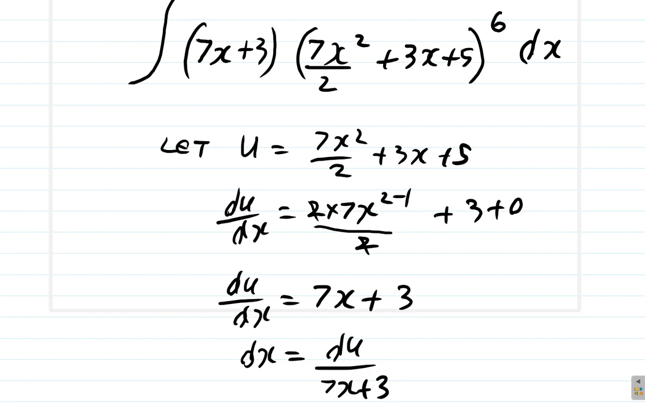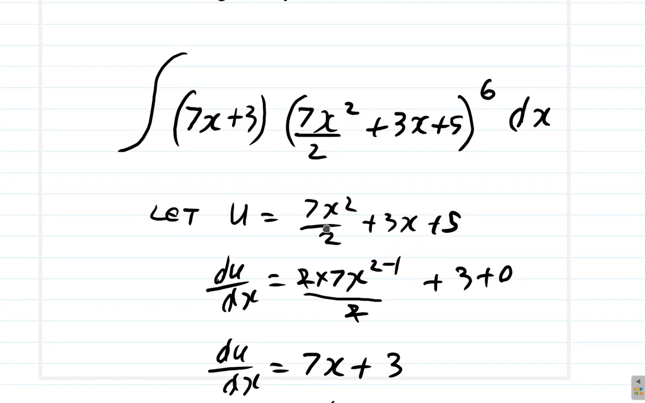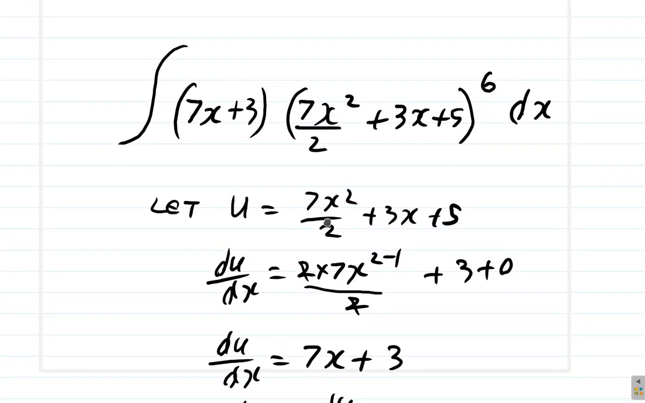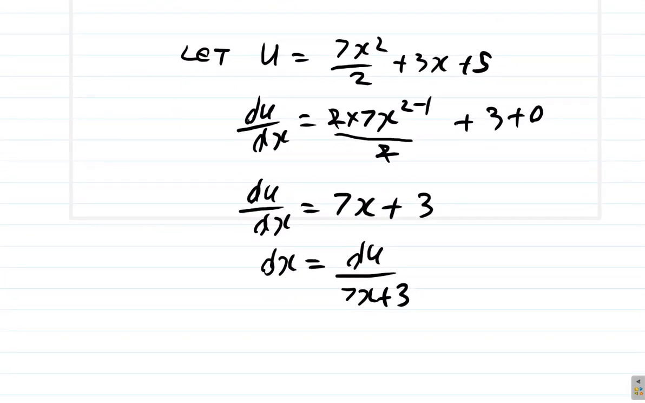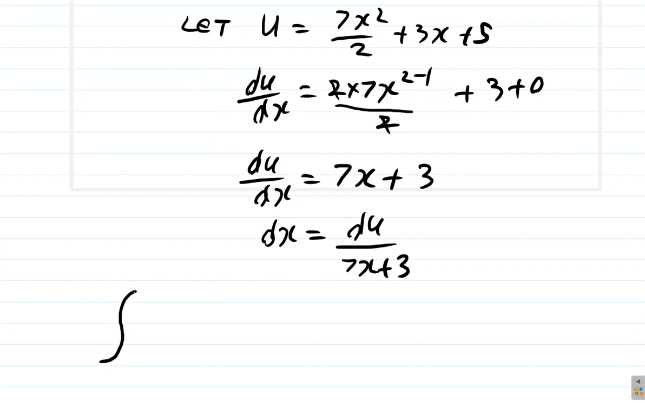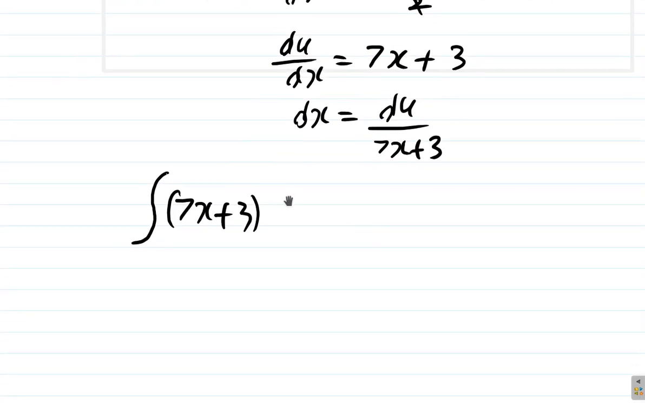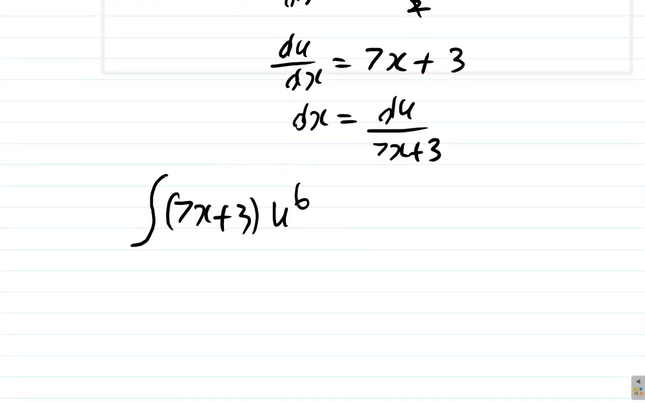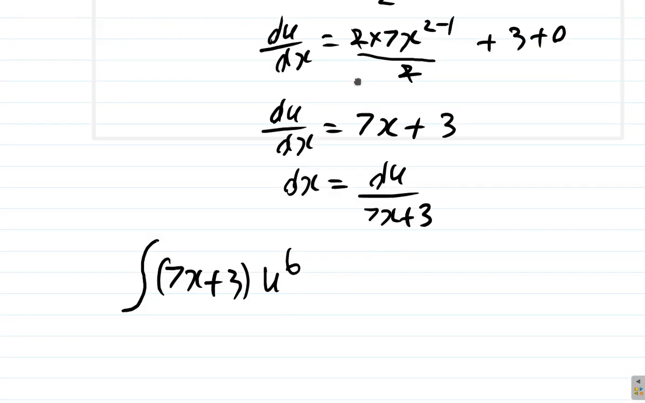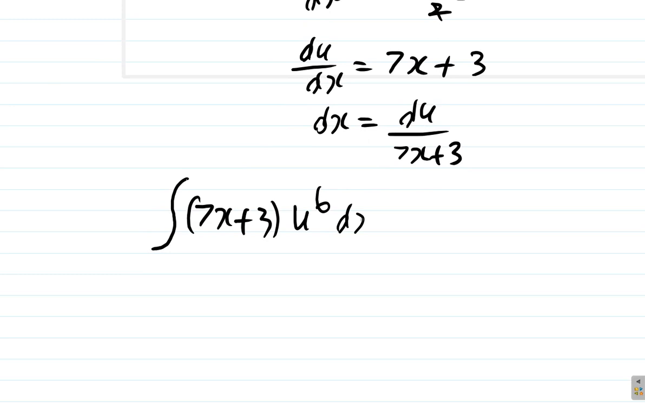Now, let's rewrite this integral with the u instead of the 7x squared over 2 plus 3x plus 5. What we have is the integral of 7x plus 3 times, all of this is u, so it's u to the 6, and at the end we have dx. Alright, so you see what's happening there. Now, what was dx again? dx is du over 7x plus 3. So, let's rewrite it as that.